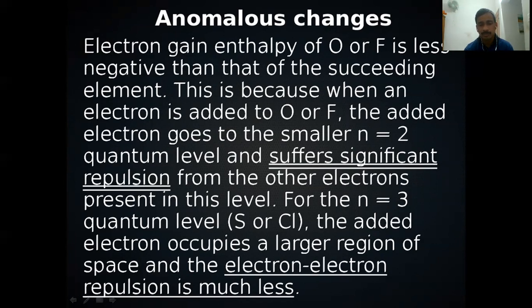2s2 2p4. In the case of fluorine, electron filling is taking place in the second orbit, 2s2 2p5. But in the case of sulfur and chlorine, it is happening in third orbit, 3s2 3p4 for sulfur and 3s2 3p5 for chlorine.